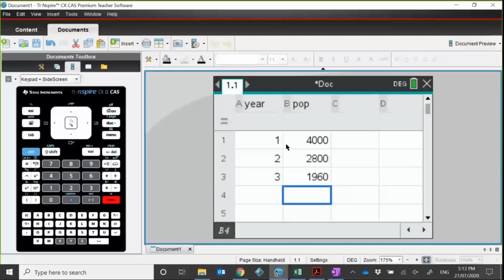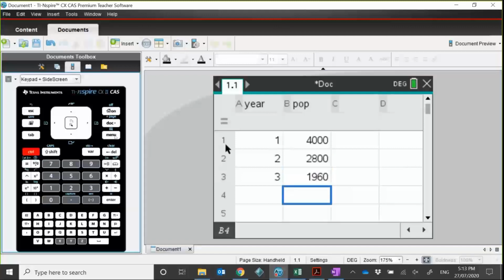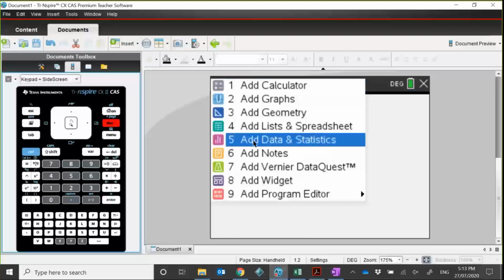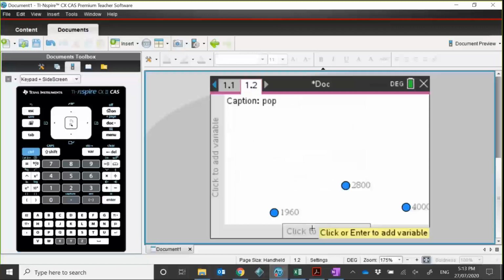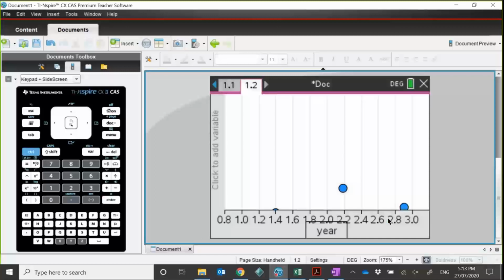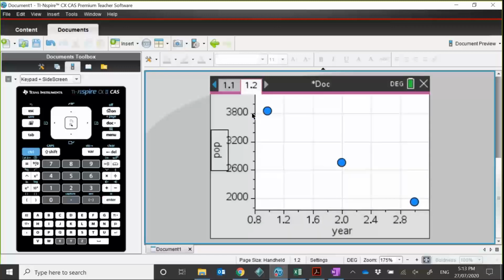Okay, let's do another scatter plot. So Control, add a page. We're going to add a data and statistics page. Now down the bottom we want the year, and on the side we want the population. And if you have a look at that, that is not a straight line. That is an exponentially decreasing curve if you were to fit a curve through those 3 points.